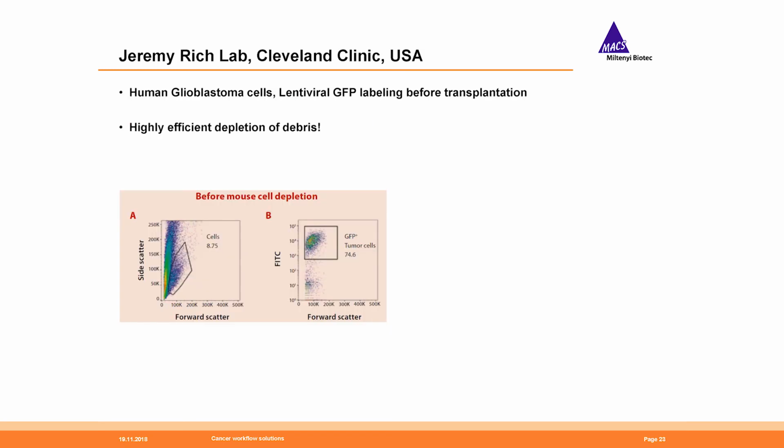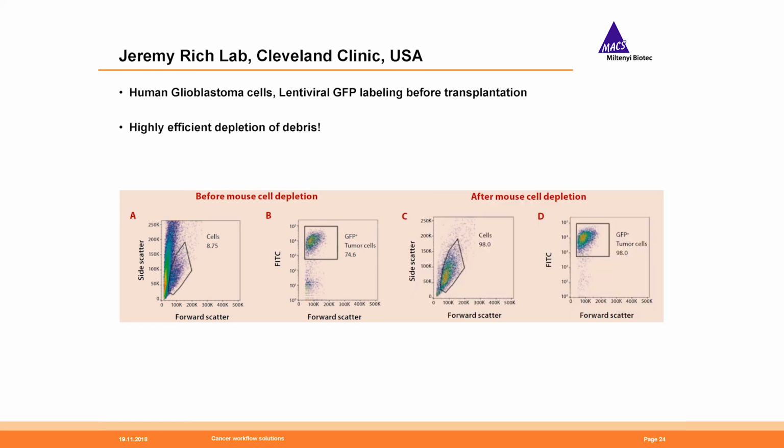One of our other collaborators, Jeremy Rich at the Cleveland Clinic, also made a nice discovery when he was beta testing this for us. He's working with glioblastoma. Glioblastoma has a lot of dead cells, debris, the myelin sheets, so a lot of junk that he's not interested in. And when he dissociated this, he normally got a very low amount of viable cells. In this case, about 9%. And out of those, about 75% were tumor cells. His issue was that he wanted a cleaner sample, and when he used the mouse cell depletion kit, he was able to clean this up to 98% viable cells, and out of those, 98% were also tumor cells. So this is great, efficient debris removal in that case as well.